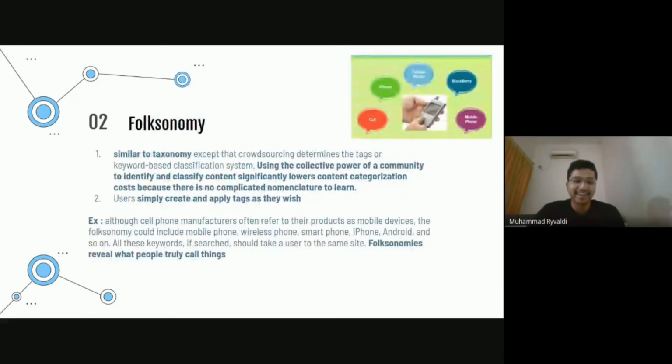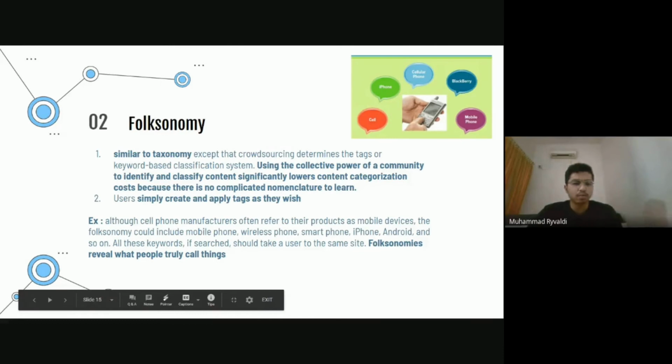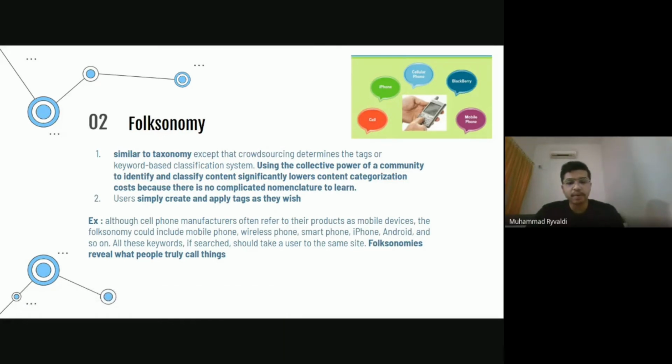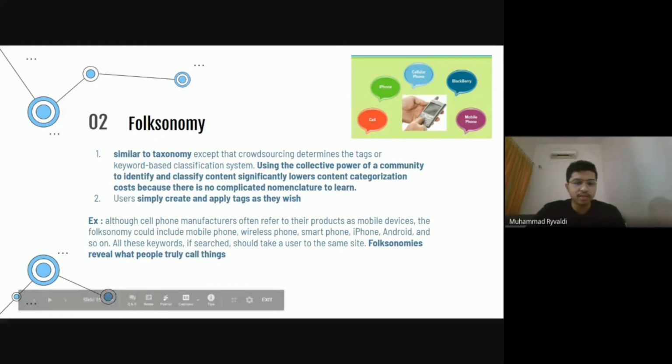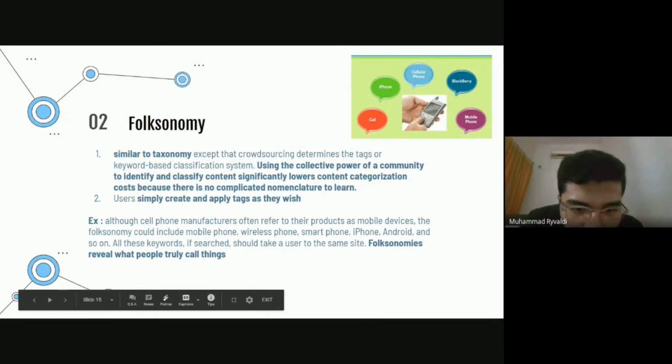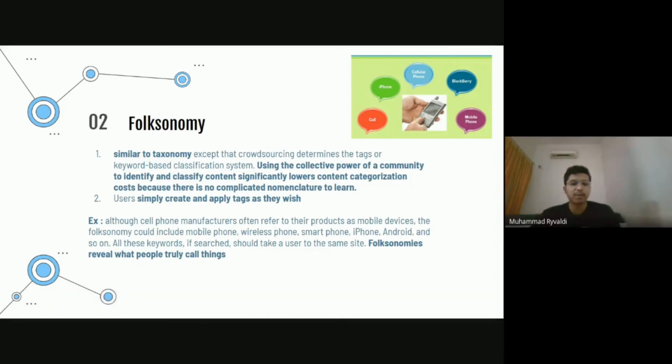Folksonomy. Similar to taxonomy, except that crowdsourcing determines the text or keyword-based classification system, using the collective power of a community to identify and classify content. It significantly lowers content categorization cost because there is no complicated nomenclature to learn. Second, users simply create and apply tags as they wish.